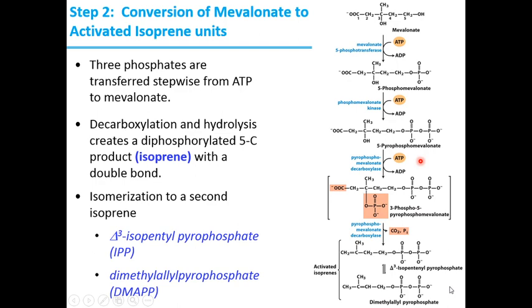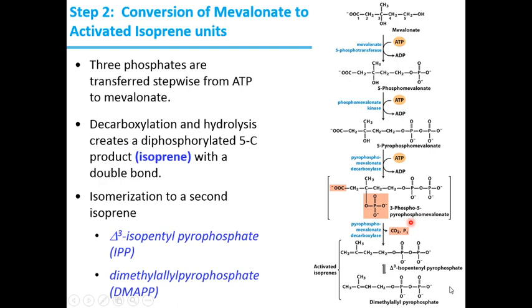In the third and the crucial step, 5-pyrophosphomevalonate is converted to delta-3 isopentenyl pyrophosphate and dimethyl allyl pyrophosphate. And this is catalyzed by pyrophosphomevalonate decarboxylase. Now this enzyme does two reactions at once. The first reaction is activation of this hydroxyl group using ATP. So it literally phosphorylates this hydroxyl to produce 3-phospho-5-pyrophosphomevalonate. In the second step, it decarboxylates this carboxyl group.